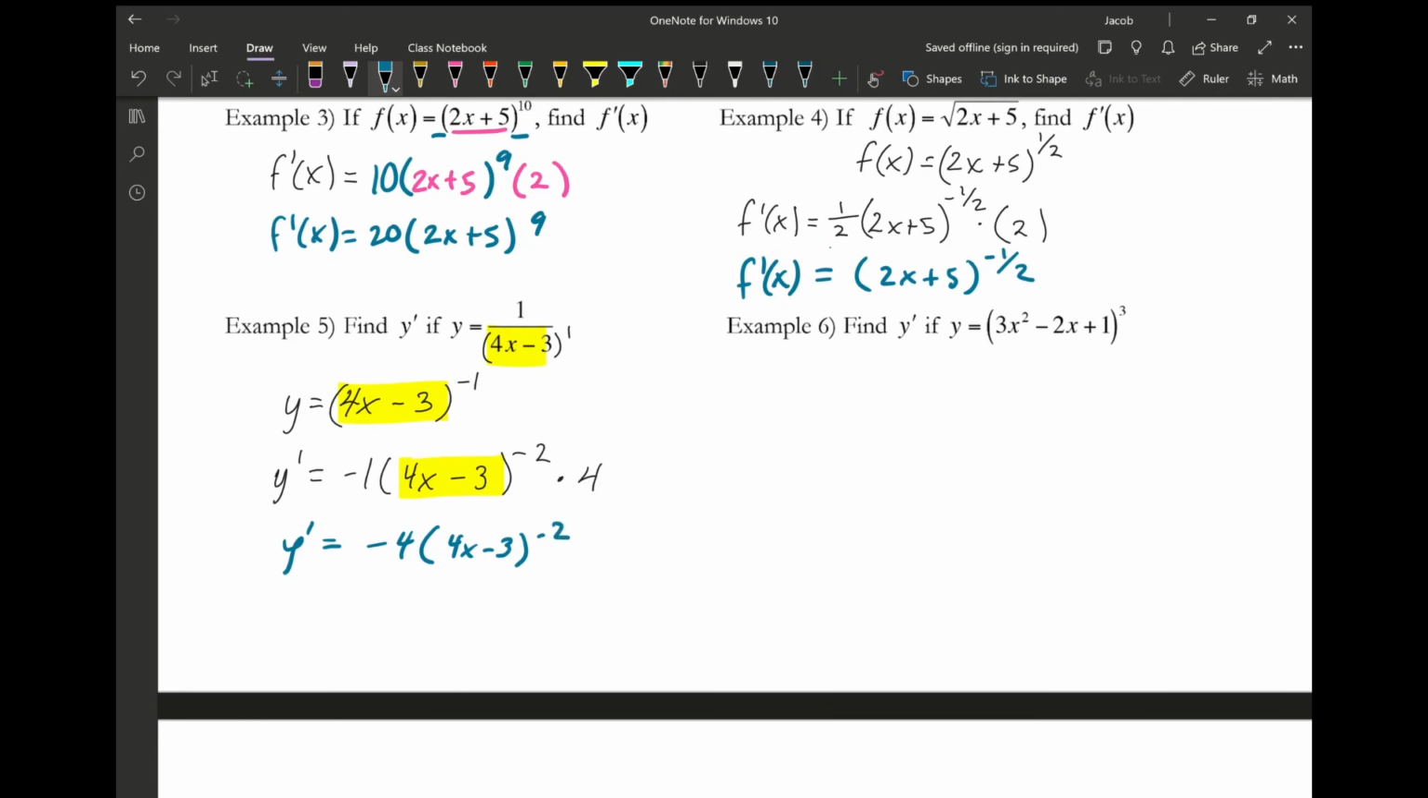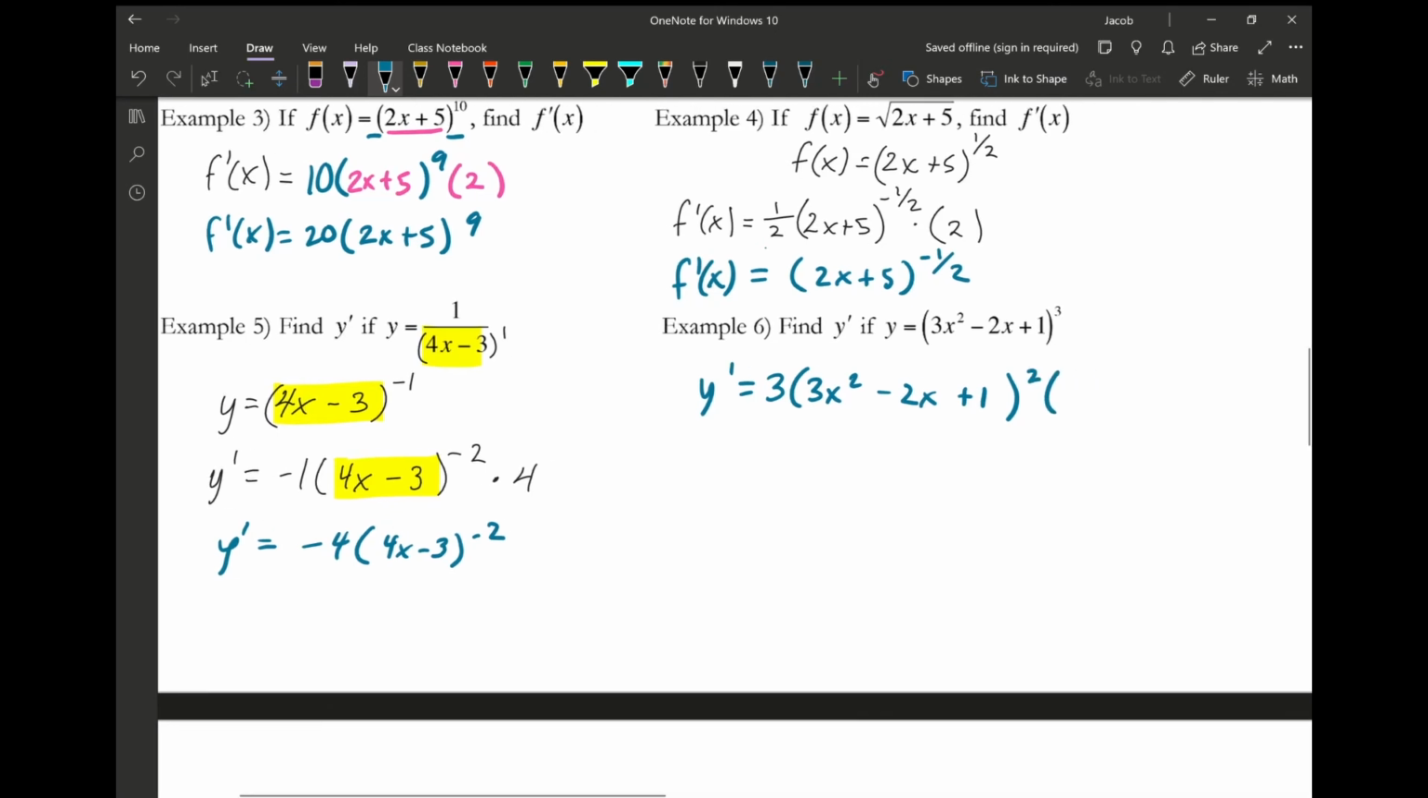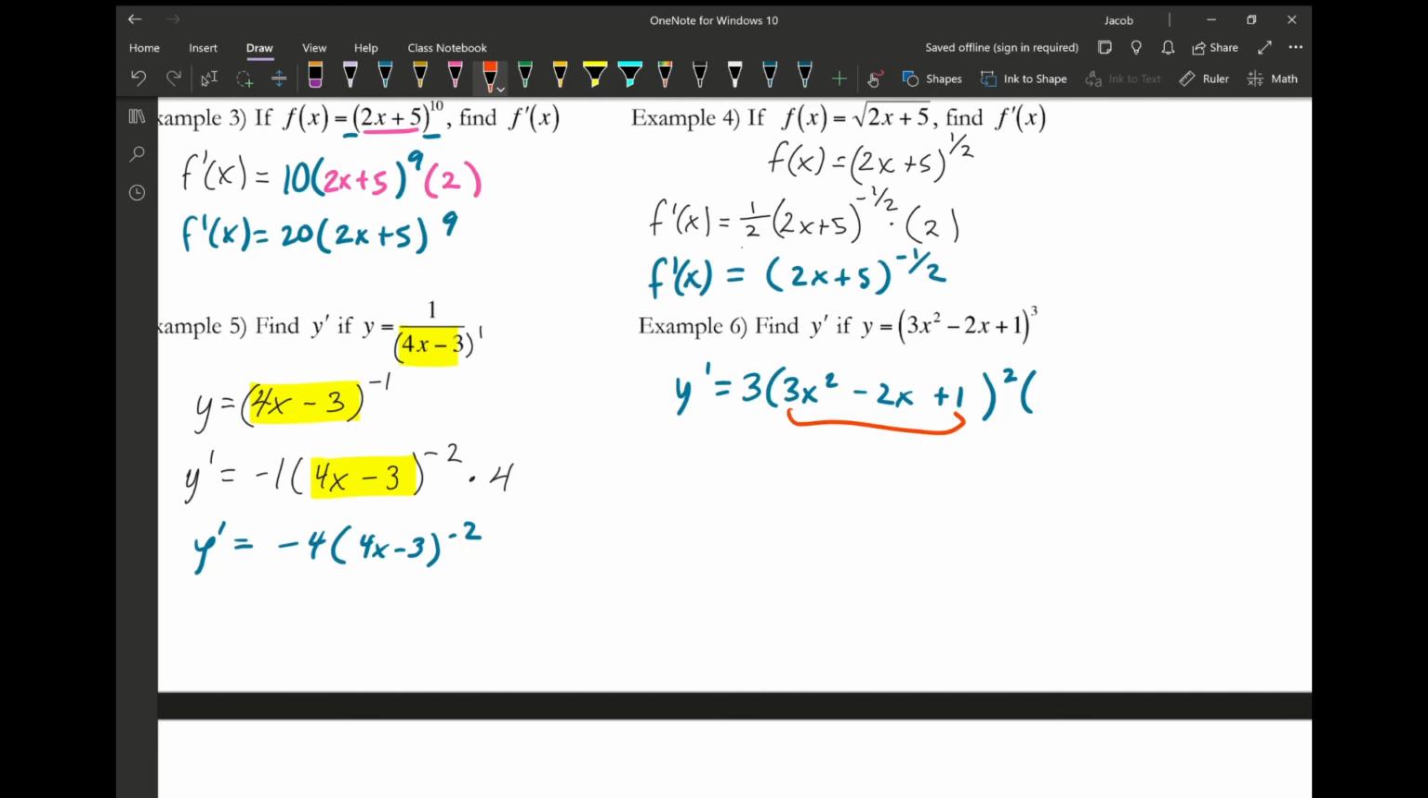Alright, and then I'd like you to try example 6 to see what you get. You can pause, and then once you do, you can resume. So this one's going to be y prime. There's no rewriting necessary. 3x squared minus 2x plus 1 squared, and then we've got just a little bit more to take the derivative of on the inside, which is going to be 6x minus 2. Yay! There we go.